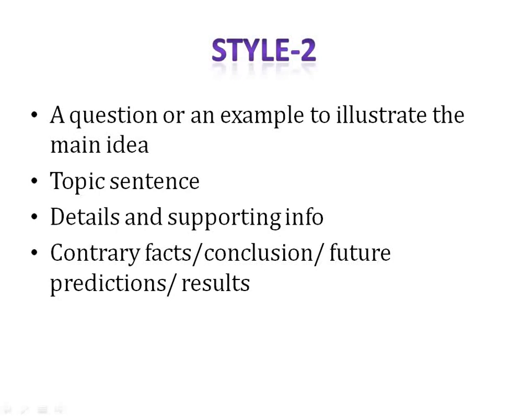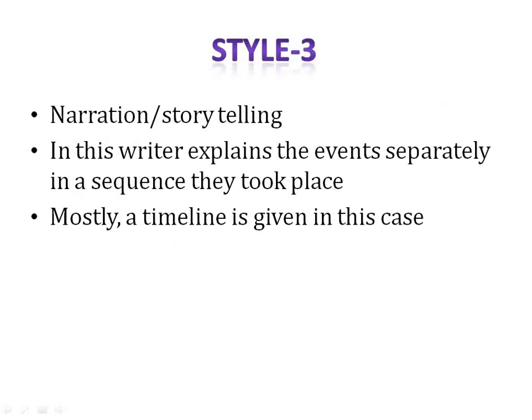So next is style 3. In this, the writer tells you a story. This is a narrative form of writing. In this, the writer explains the events separately in the sequence they took place. So mostly they have given a timeline in this case. So based on that timeline, you can easily arrange them in a timeline or chronological order.